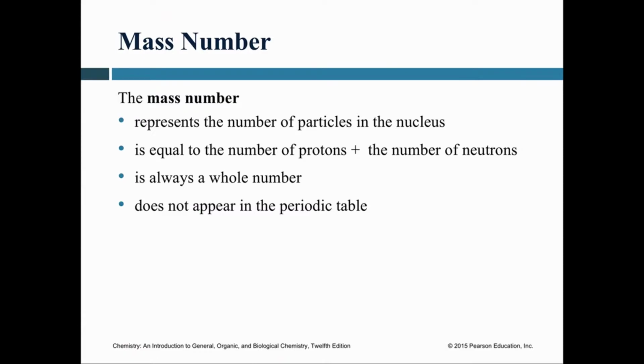Mass number. Now, mass number is a very, very simple concept that a lot of people, for whatever reason, get wrong. It's very simple. Mass number is simply the number of protons plus the number of, not electrons, but neutrons.